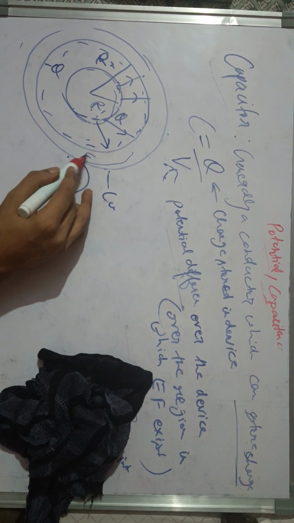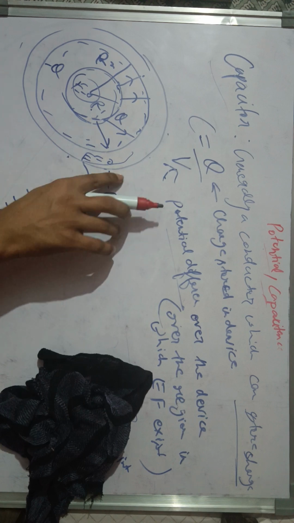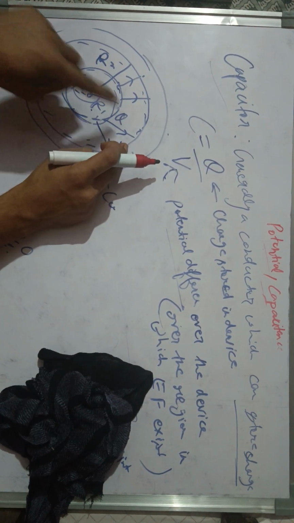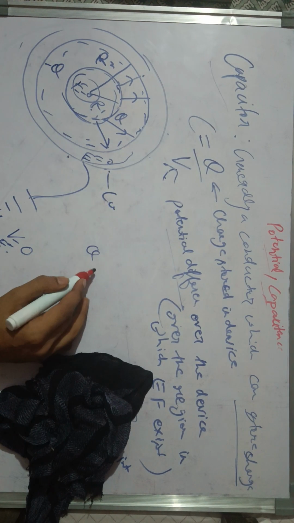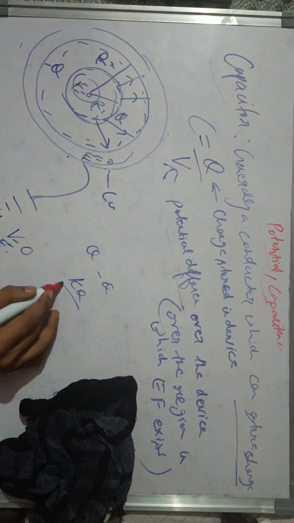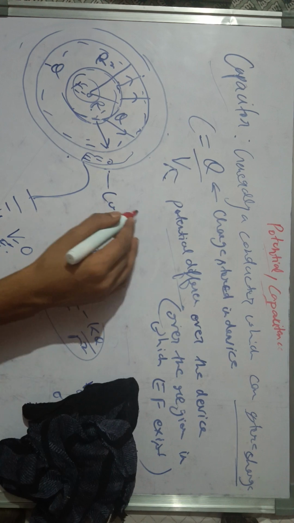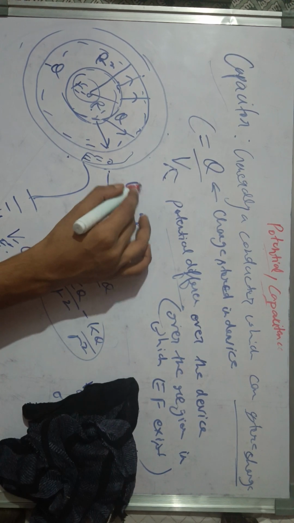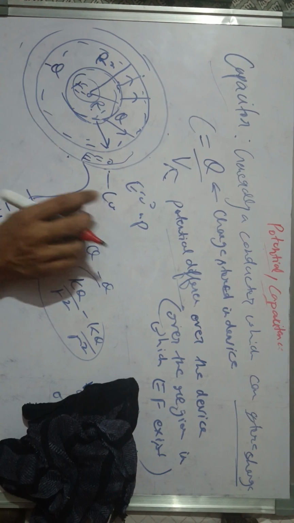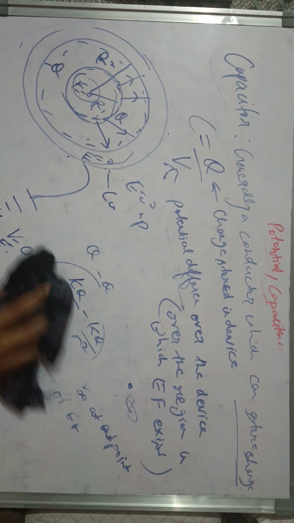A conductor cannot have electric field. Electric field is equal to 0 in this region, in this region, and in this region, because there is minus q charge in this region and q charge in this region. So q and minus q charge total will give kq by r square minus kq by r square. The sum of these two will give net electric field at any point p outside equal to 0. So field is 0 here, 0 here, 0 inside. Field is only present between these two surfaces.